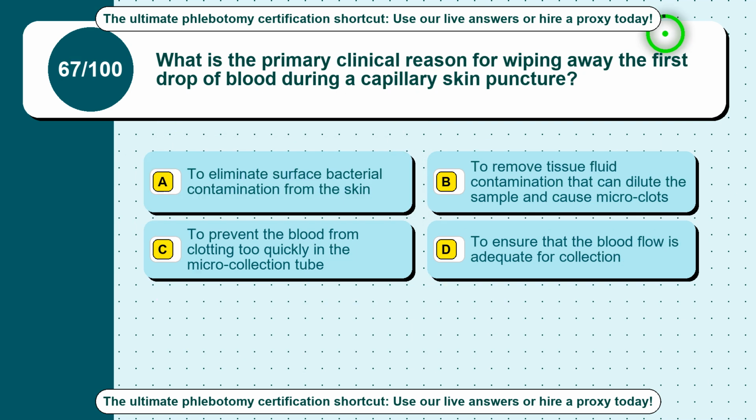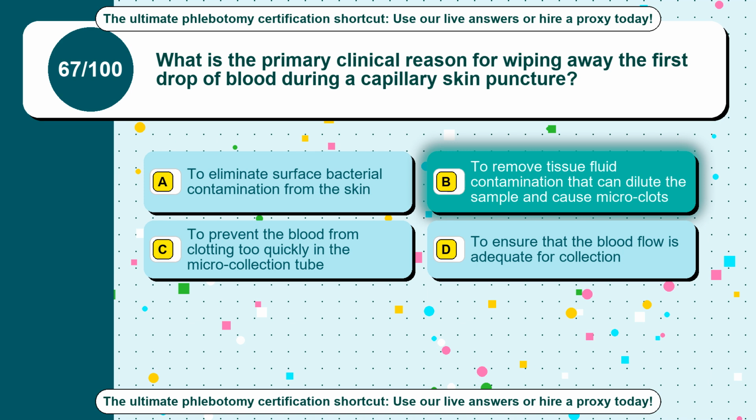Question 67. What is the primary clinical reason for wiping away the first drop of blood during a capillary skin puncture? Option A, to eliminate surface bacterial contamination from the skin. Option B, to remove tissue fluid contamination that can dilute the sample and cause microclots. Option C, to prevent the blood from clotting too quickly in the microcollection tube. Option D, to ensure that the blood flow is adequate for collection. The correct answer is option B, to remove tissue fluid contamination that can dilute the sample and cause microclots.